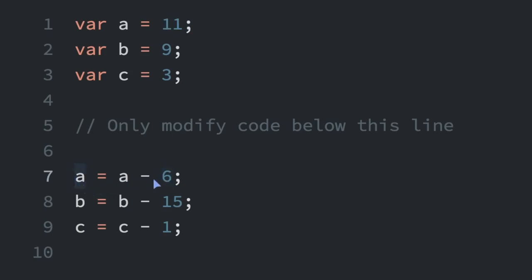But we can shorten that. Instead of a equals a minus 6, we can do minus equals. This is just a shortcut that JavaScript has that means the same thing. That means a equals a minus 6, but it's just shortened. Same here. So we can do minus equals 15. c equals c minus 1, we can do c minus equals 1. So it just subtracts the number from the original value and then assigns that new value to the variable.